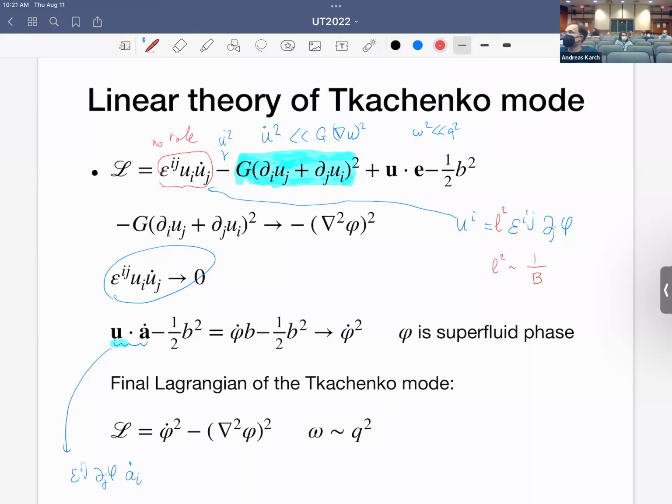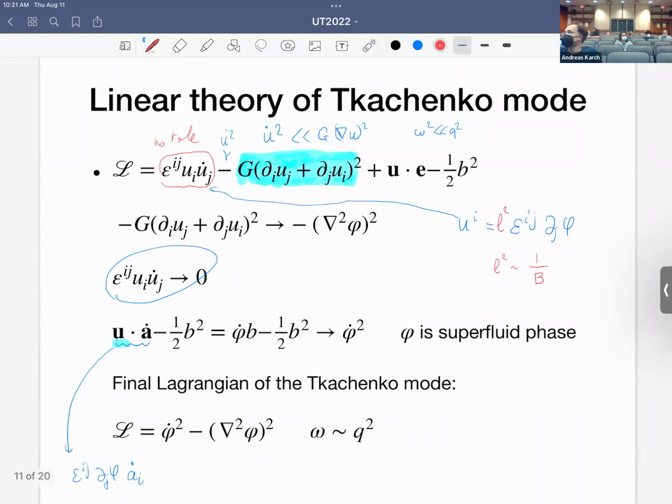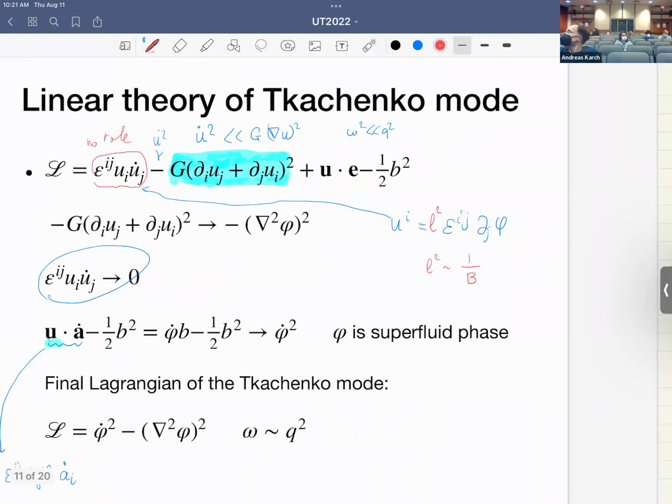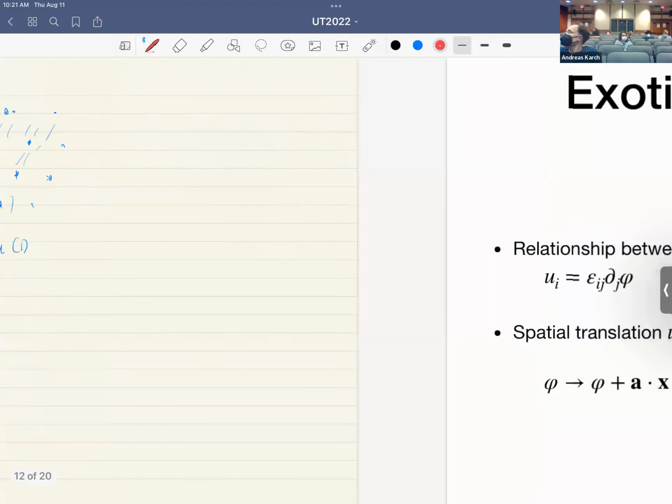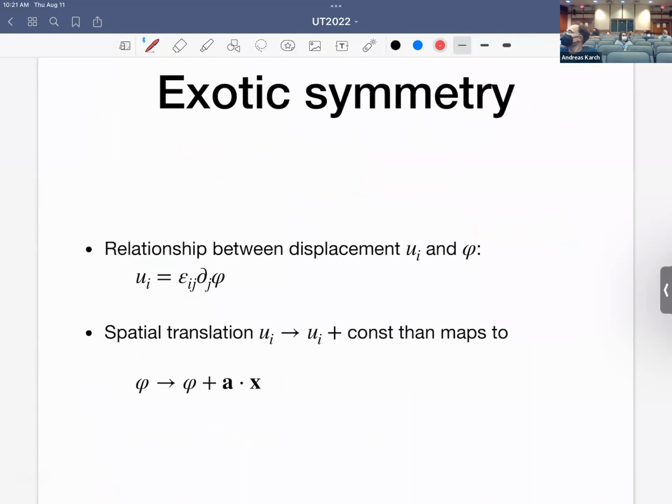Okay, so linear is the theory. Now this theory seems to have an enhanced symmetry compared to the usual symmetry of the superfluid, at least to the quadratic level, because the relationship between the displacement and phi involves the first derivative, and so spatial translation of the lattice corresponds to adding to phi a term that is linear in space.